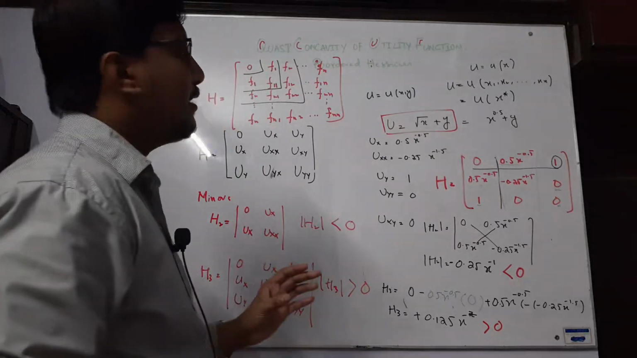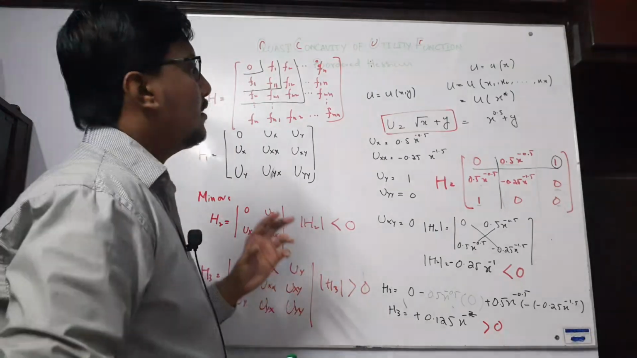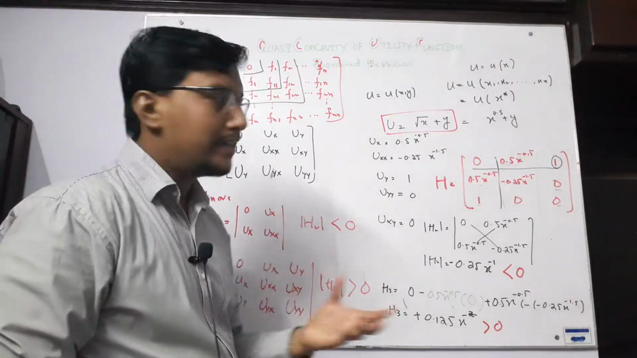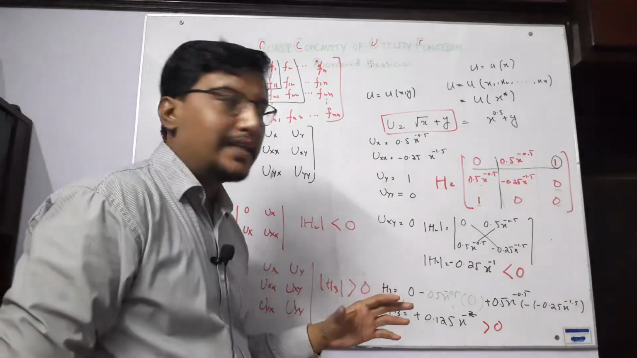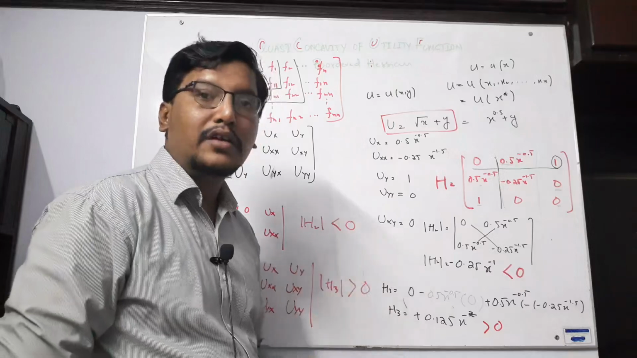Now we take an example of the Cobb-Douglas function, and it is a little bit complex example. We will check whether the Cobb-Douglas function follows quasi concavity or not.